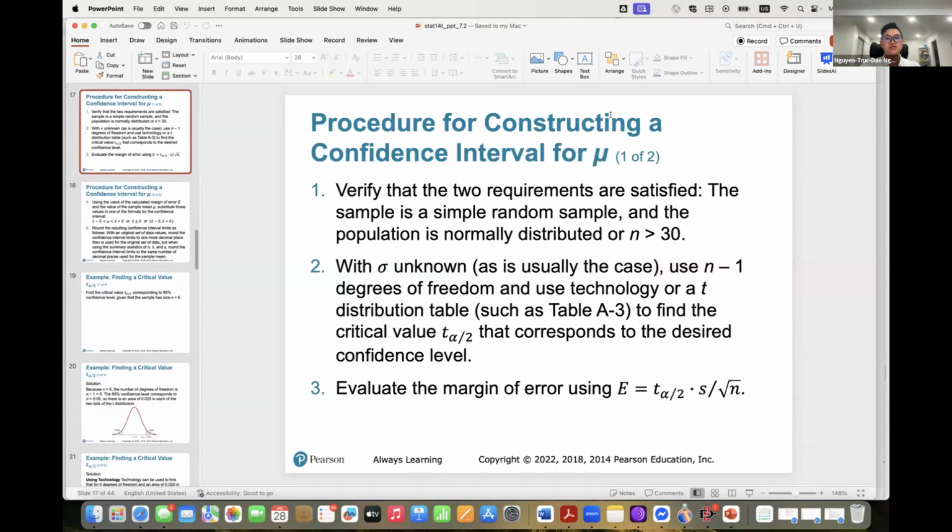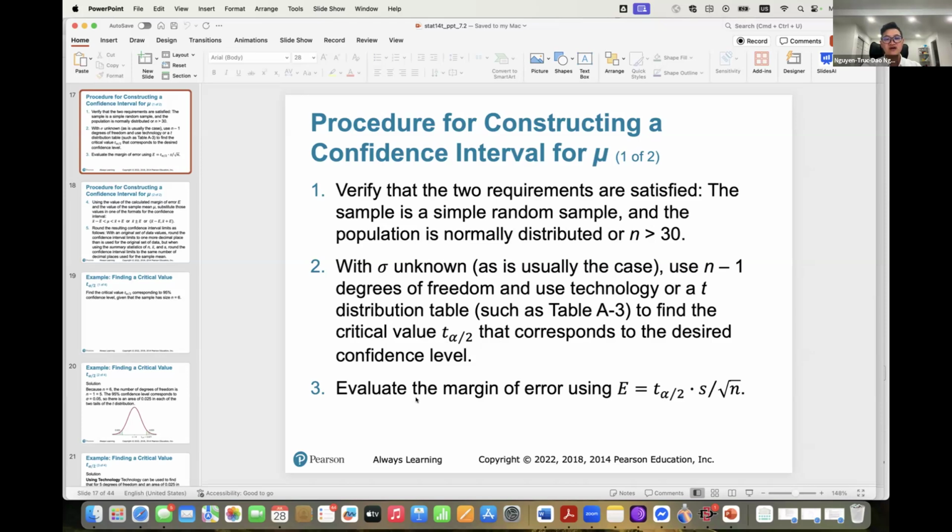Now let's consider the procedure for constructing a confidence interval for mu, and then we can work on an example together. Step 1: Verify that the two requirements are satisfied. The sample is a simple random sample, and the population is normally distributed, or n is greater than 30. Step 2: With sigma unknown, as is usually the case, we use the formula for the degrees of freedom, n minus 1, and then you can use technology or Table A-3 to calculate the critical value t alpha over 2 that corresponds to the desired confidence level.